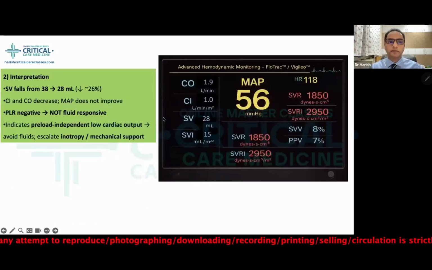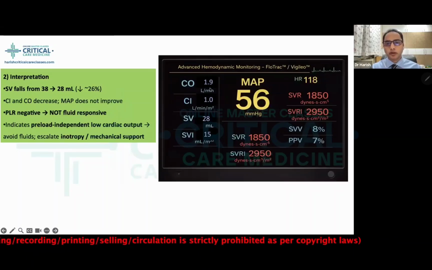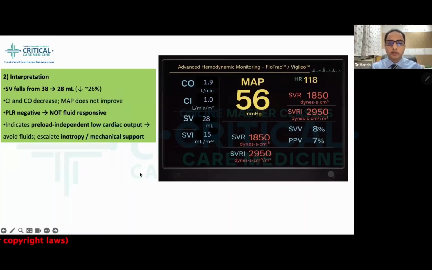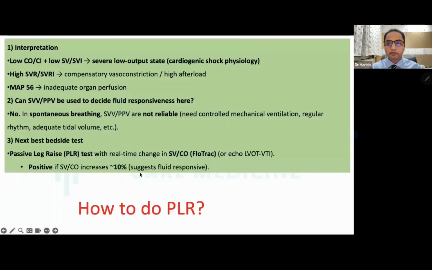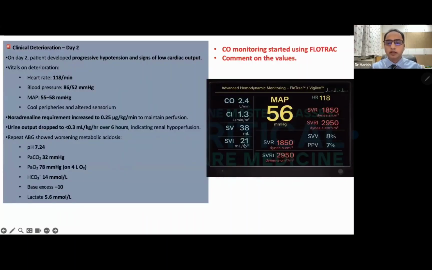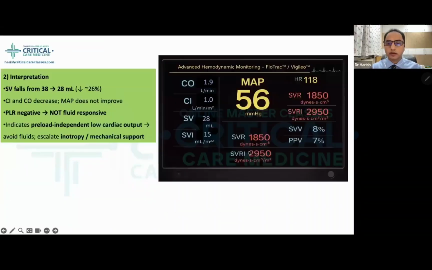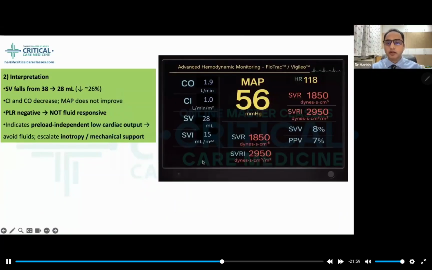Very, very important. Okay, so we have done a PLR. Post PLR, these are the values on the FloTrac. His cardiac output has decreased. It is 1.9 now. Cardiac index is 1. Stroke volume is also reduced. Initially it was around 38, and SVI was 21. Both are decreased now. They became 28 and 15. The other parameters are fairly around the same.